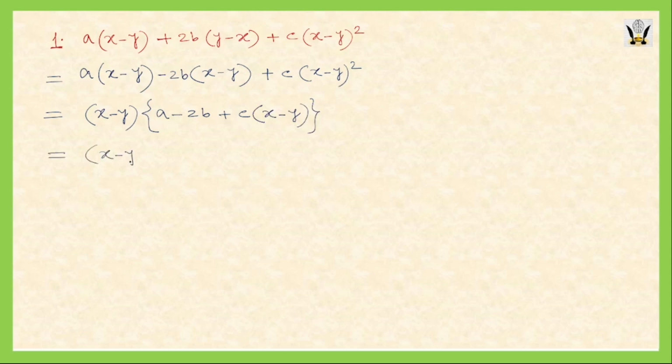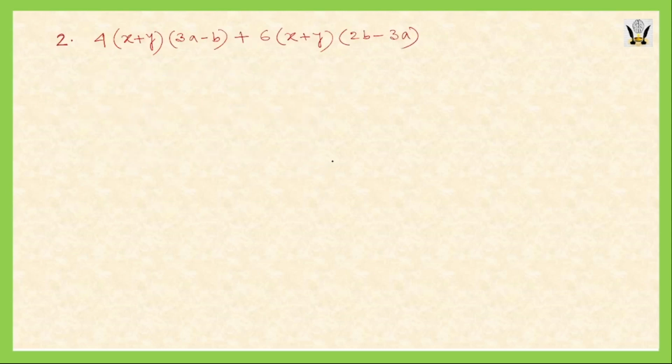If we simplify further, then it will be a minus 2b, then c multiplied by x, so cx minus cy. So this will be the factorization of this algebraic expression. Next we will factorize this algebraic expression.